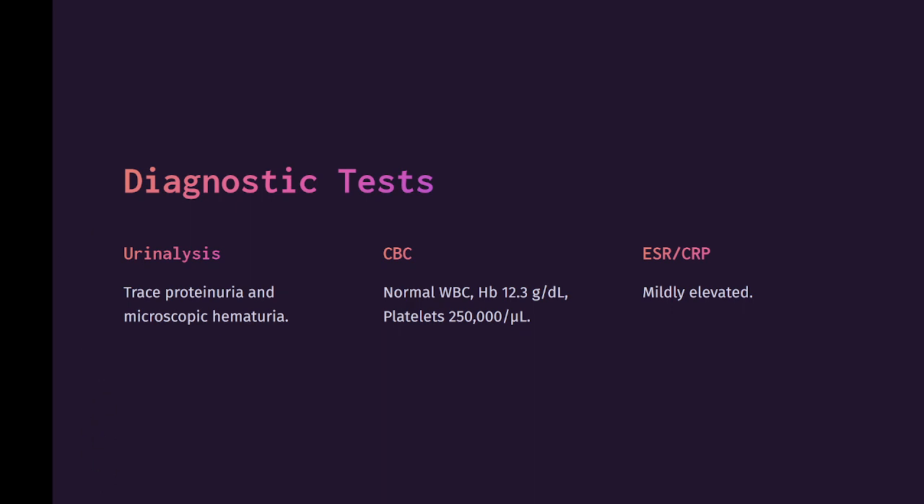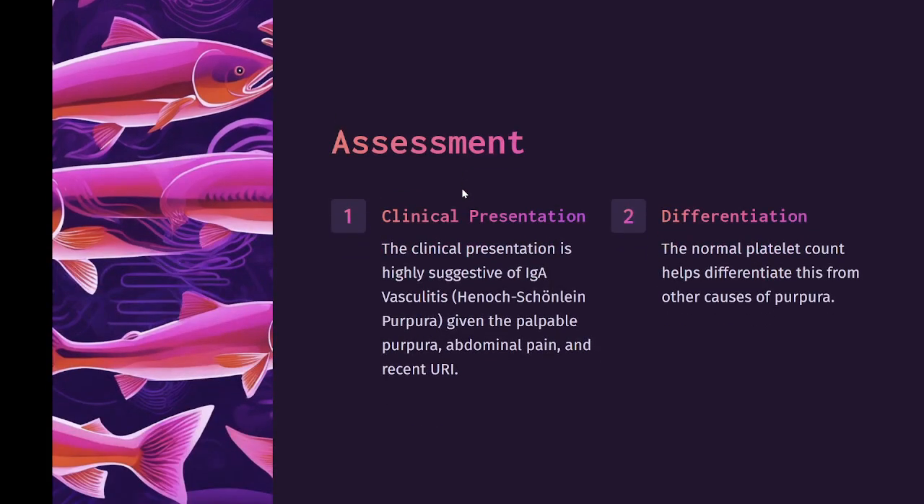Cardiovascular, respiratory, normal examination. Diagnostic tests: urinalysis, trace proteinuria and microscopic hematuria. CBC, normal WBC, hemoglobin 12.3 grams per deciliter, platelets 250,000 per microliter. ESR, CRP, mildly elevated. Stool guaiac test, negative. Assessment. The clinical presentation is highly suggestive of IgA vasculitis, Henoch-Schönlein purpura, given the palpable purpura, abdominal pain, and recent URI. The normal platelet count helps differentiate this from other causes of purpura.